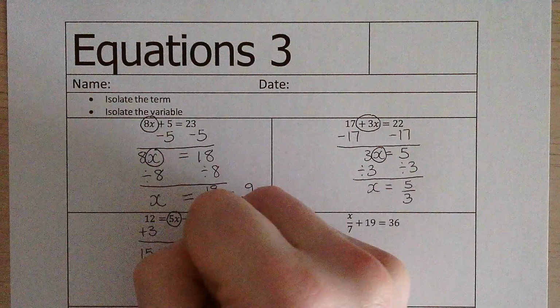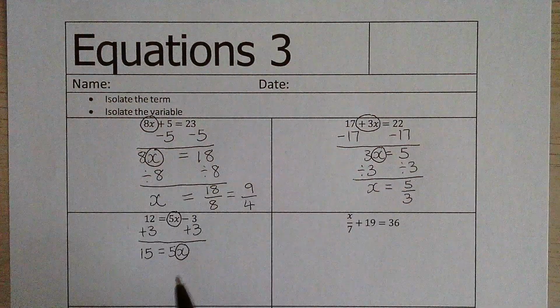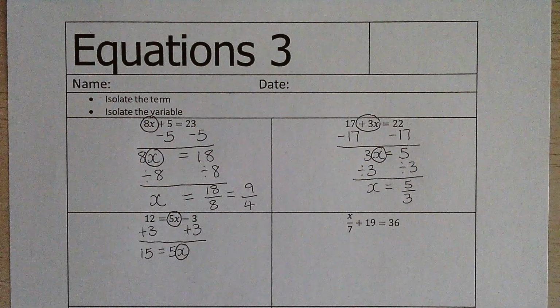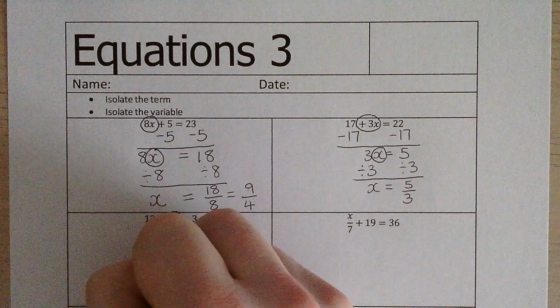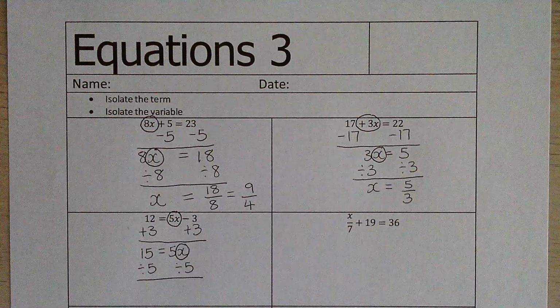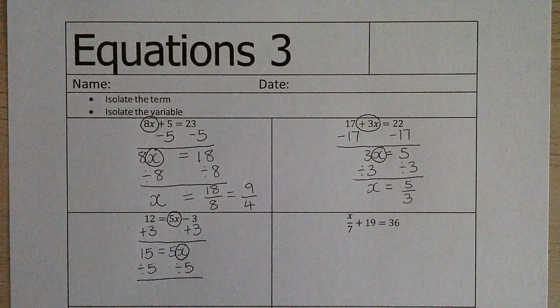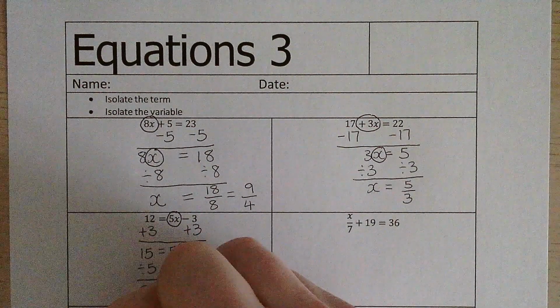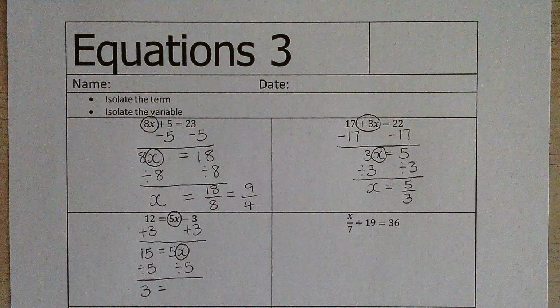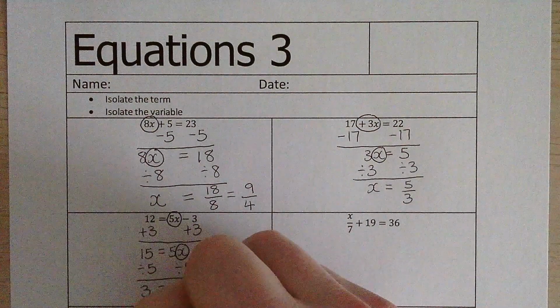I now need to isolate the variable, which means getting rid of the 5. To get rid of this 5, we need to divide both sides of the equation by 5. 15 divided by 5 is 3. The equal sign will drop down, and 5x divided by 5 is just x.